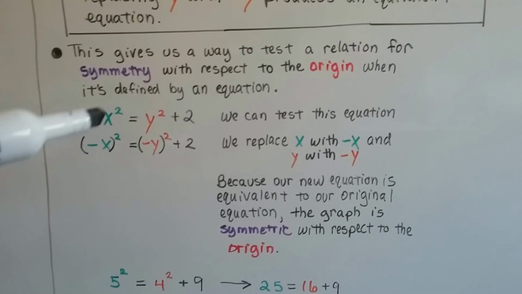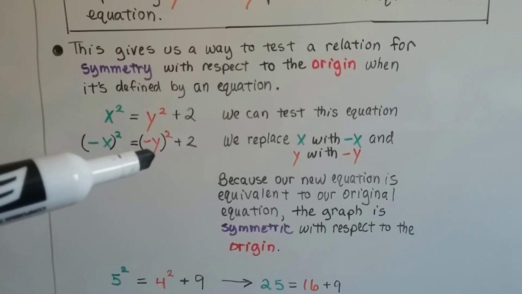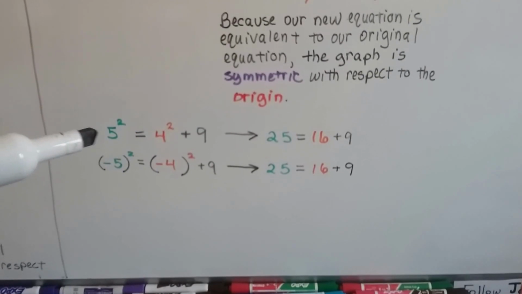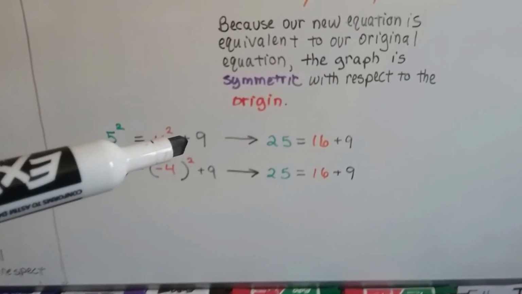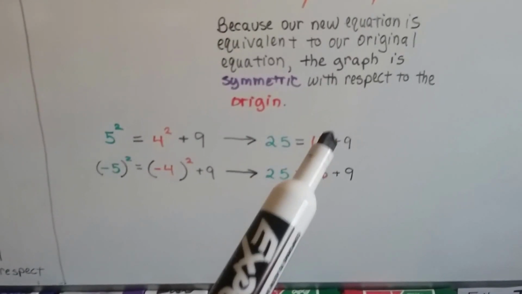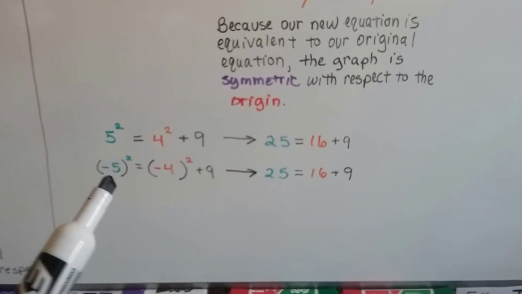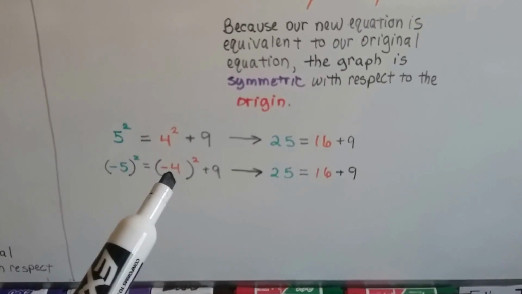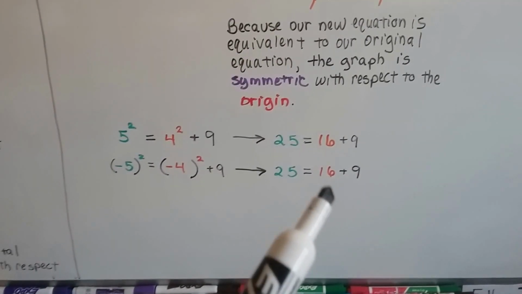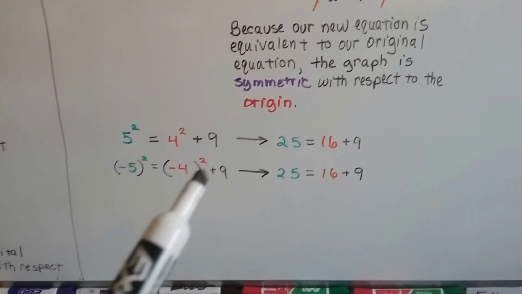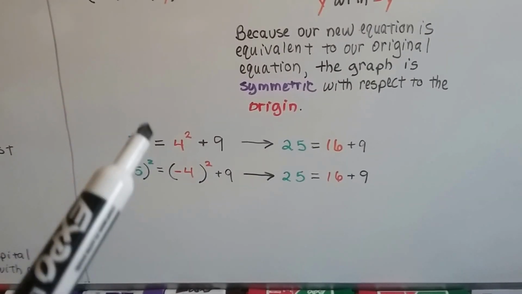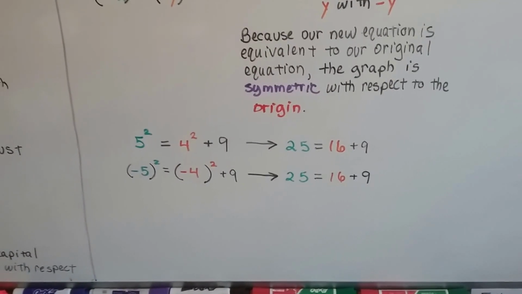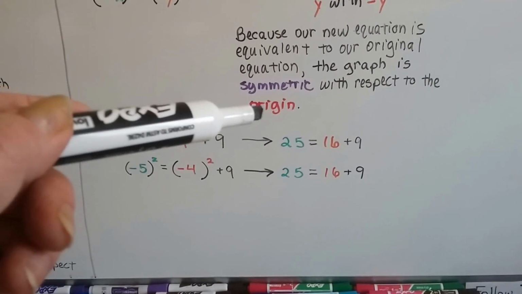Negative x times negative x gives us a positive x squared. Negative y times negative y gives us a positive y squared. If we plugged in some real numbers, we could do 5 squared equals 4 squared plus 9. That gives us 25 equals 16 plus 9. Well, it's the same thing as negative 5 times negative 5 gives us a positive 25, and negative 4 times negative 4 gives us a positive 16. So this equation is true, and it's equivalent to the first equation. See? So we know that the graph would be symmetric with respect to the origin.